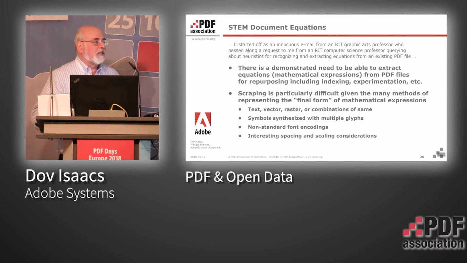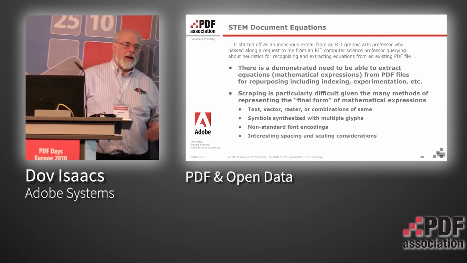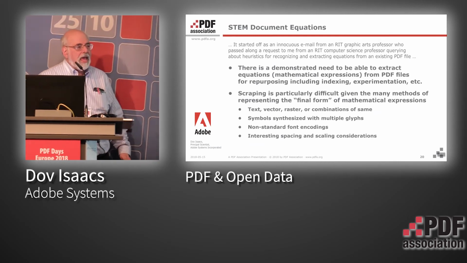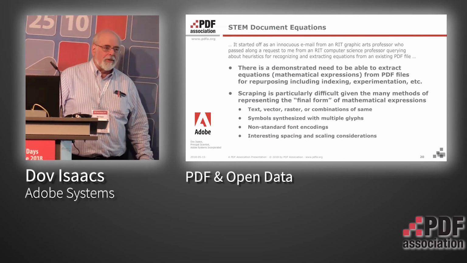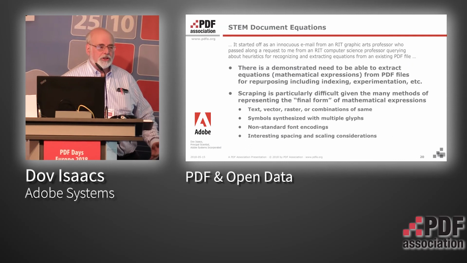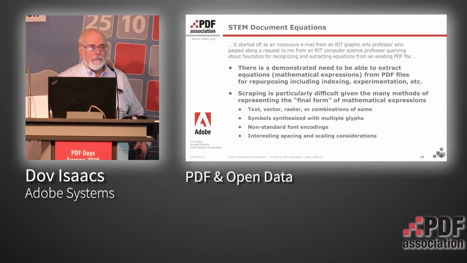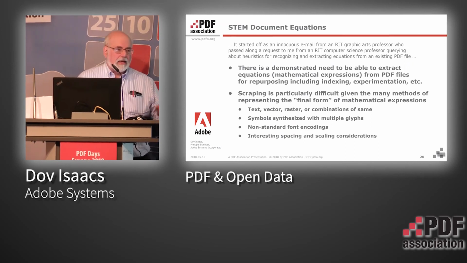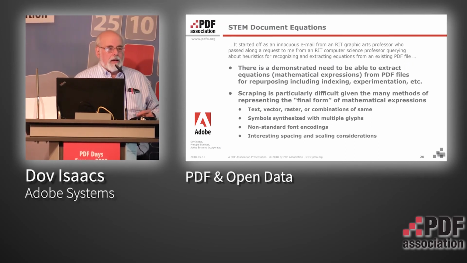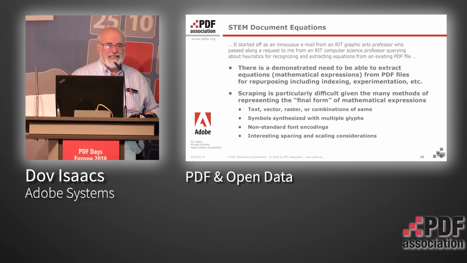It started off as an innocuous email from a friend of mine at RIT in their graphics department in Rochester. He had a friend in the computer science department who was doing a research project where he was trying to scrape equations off of existing PDF files, and he was asking me, how can I determine the bounding box of these characters, and which two characters together make an integral sign, and how can you automatically determine this? And I said, you don't really want to do that, do you?